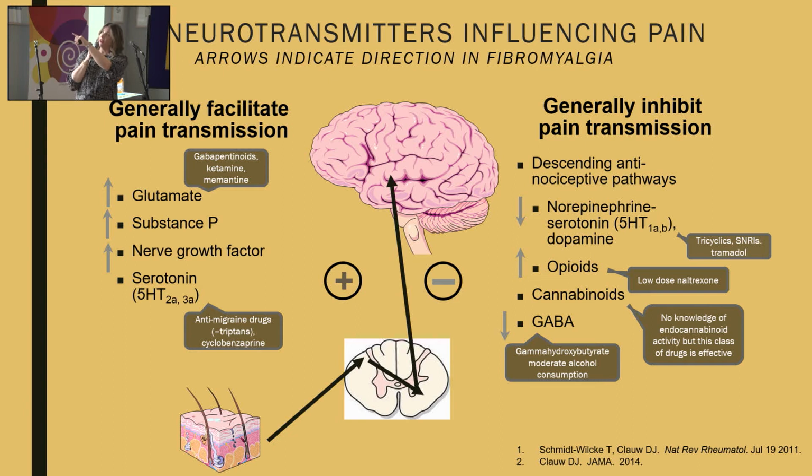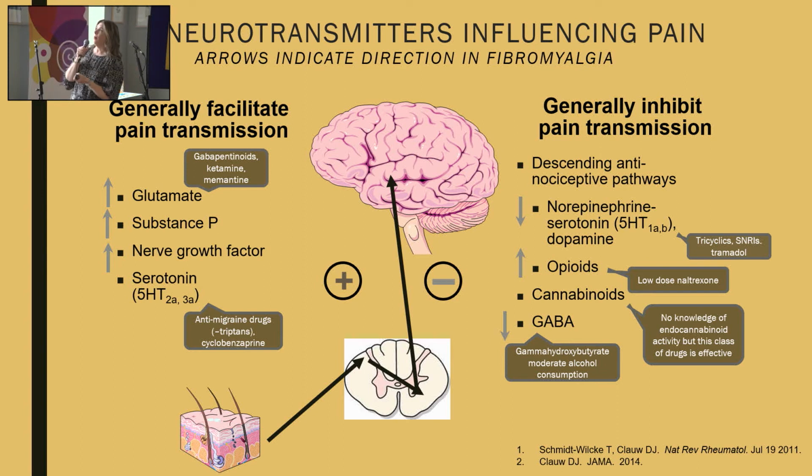And then here on the right side are descending anti-nociceptive pathways, which basically means top-down pain inhibition can be helped by these different drugs here. So we've got tricyclic antidepressants. Those are things like amitriptyline, nortriptyline, doxepin, desipramine. They're very old drugs and they have lots of side effects, but for some people in small doses, they can work.